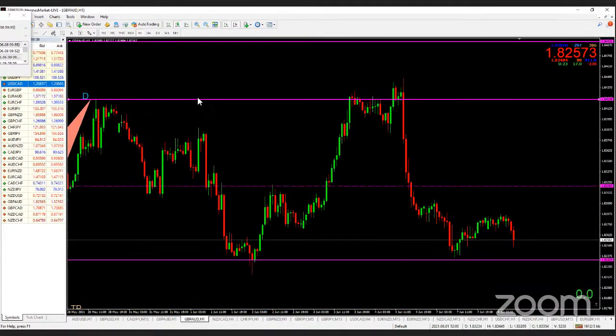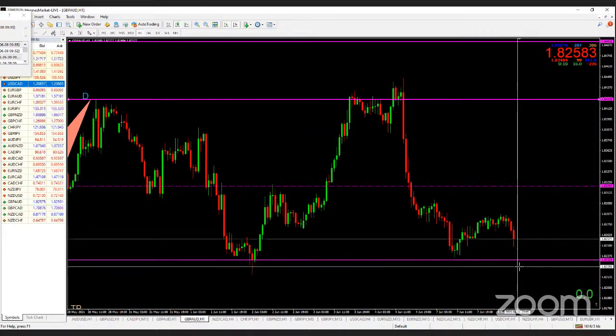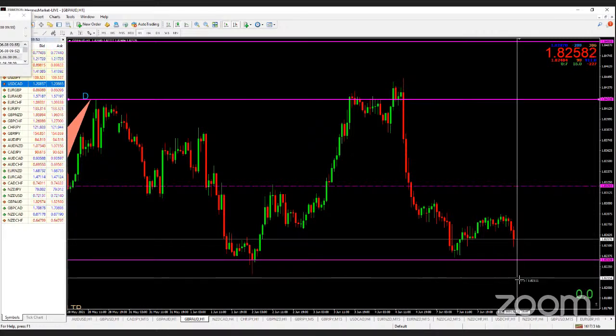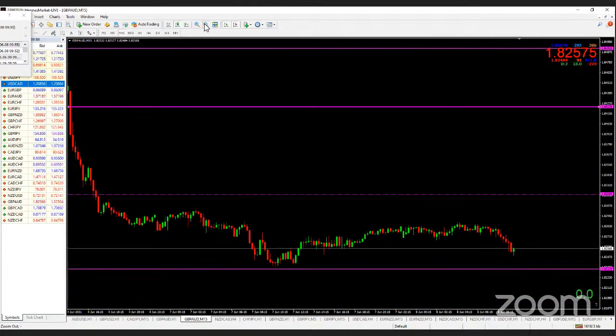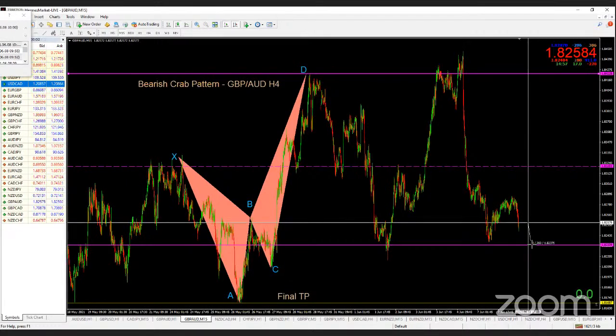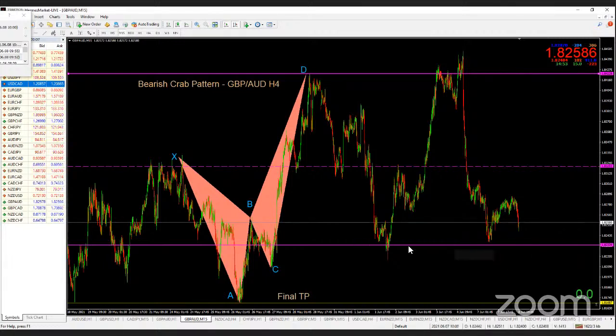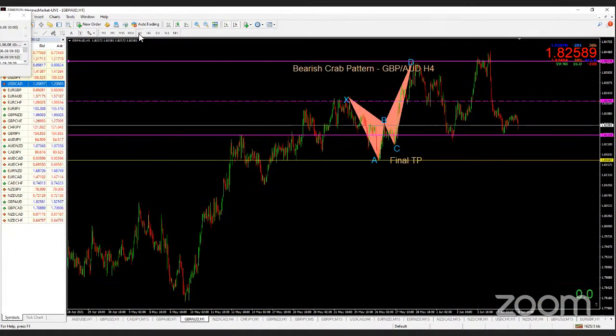Well, I'm doing some teaching now. This is the next area of support. I would say to wait for it to break below here before getting in. Let's go to the 15-minute time frame. Yeah, I would say really to wait for it to break this low before getting in. Why is that?